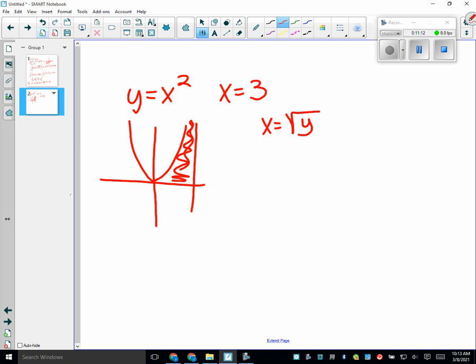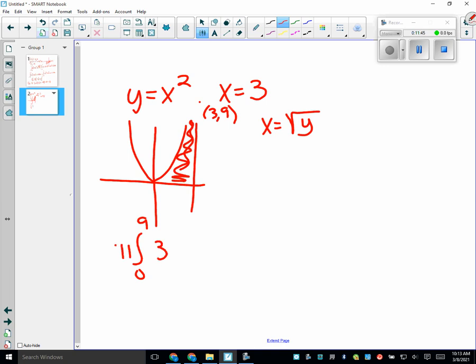Where do these two cross? Where do they intersect? x equals 3, y equals 9. Yeah, because if you cube... They actually intersect at the point (3, 9). So don't I have 0 to 9? Correct.